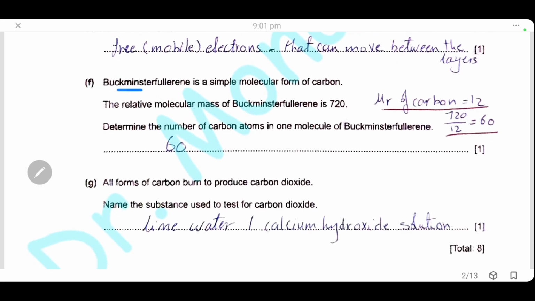We have a molecule of Buckminster fullerene. It's a simple molecular form of carbon. The relative molecular mass is 720. Determine the number of carbon atoms in 1 molecule of Buckminster fullerene. First, we have the relative atomic mass of carbon, which is 12. So we divide the total molecular mass of the molecule by the mass of 1 atom to get the number of carbon atoms in the molecule, which is 60.